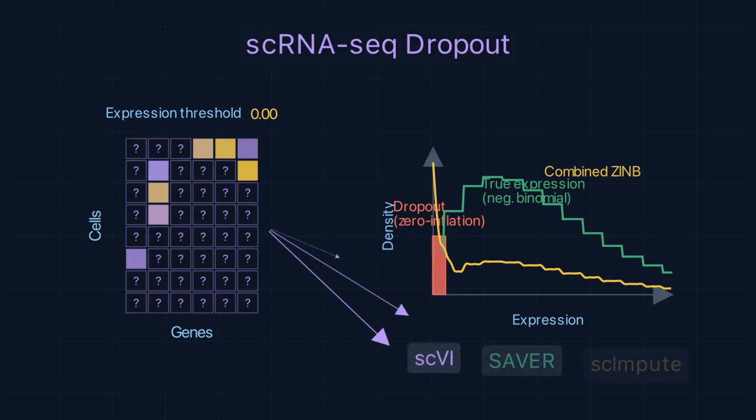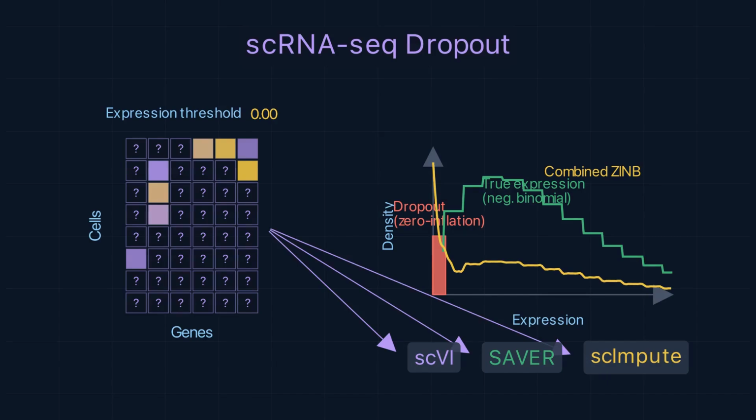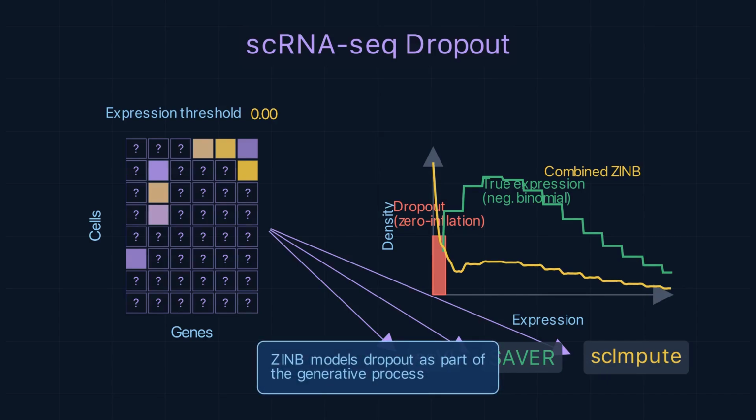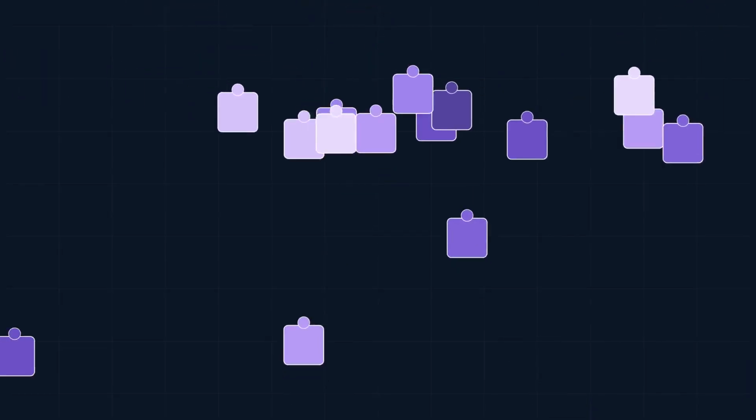scImpute distinguishes true biological zeros, where the gene genuinely isn't expressed, from technical zeros, where the transcript was present but not captured. Each method requires a different model of the missingness mechanism. Know the mechanism before you impute.